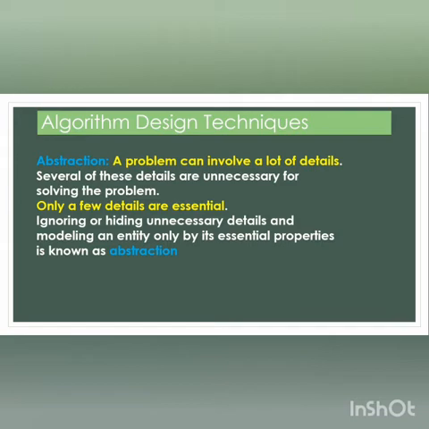So, what is the meaning of abstraction? The process of ignoring or hiding unnecessary details and modeling an entity only by its essential properties is known as abstraction. The next one is composition.